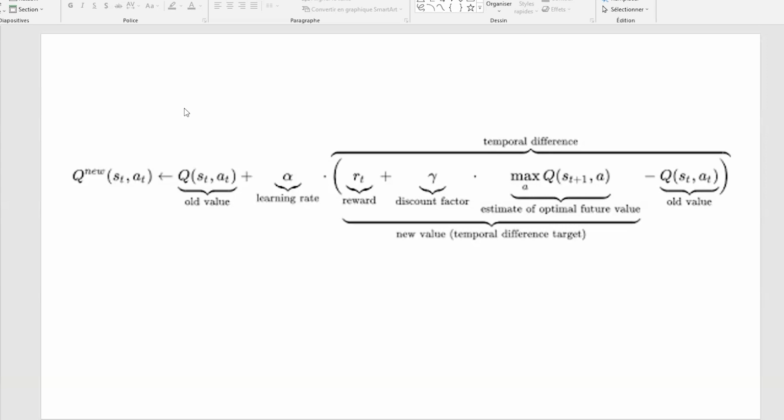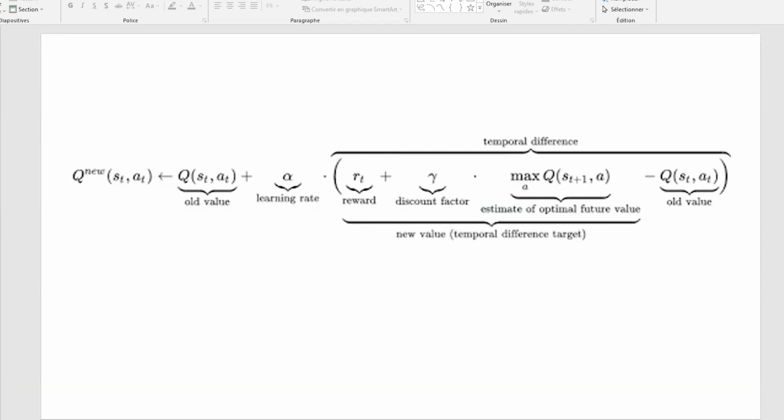So Q new is the new state. It's equal to Q of the old value inside the Q table corresponding to the state T and the action T. Alpha is the learning rate. RT corresponds to the reward, as we saw. And gamma is the discount factor. Then you look at the maximum value, or the estimated optimal future value, inside the Q table, minus the old value of the Q input inside the Q table at the state S and the action AT. So till now, any questions?